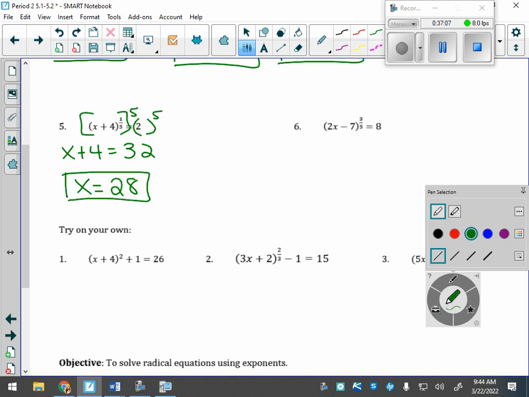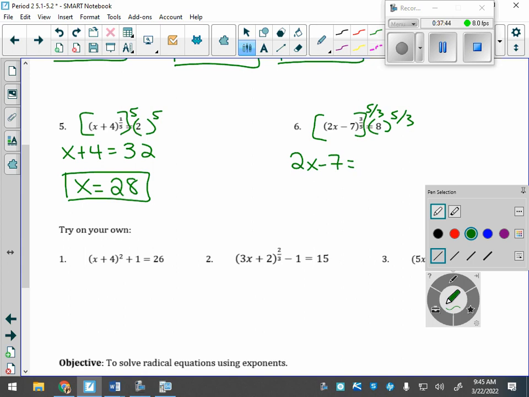Number 6 is different because now we have a numerator of 3 instead of 1, right? So what am I raising both sides to? Eleanor? Careful, careful, careful. We have 2x minus 7 to the 3/5. What do we raise to both sides? Kip? 5/3. It's just the reciprocal. So now we have 2x minus 7.